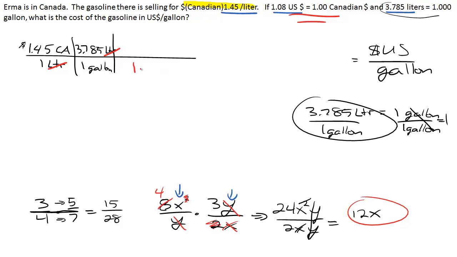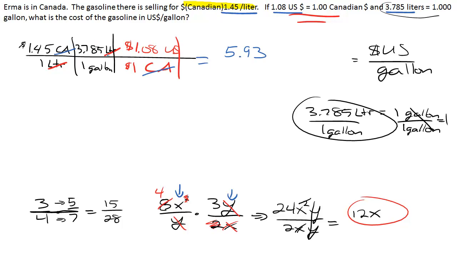So I have $1 Canadian is equal to $1.08 US. And now, just like before, the Canadian dollars cancel, and if you do the math, 1.45 times 3.785 times 1.08, you do all that, you get 5.93, and then what's left for unit of measure, right?